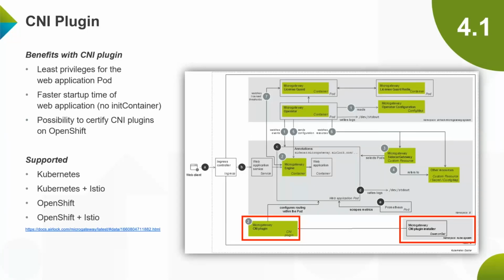So we introduced the CNI plugin. The CNI plugin runs outside the pod, so it allows you to run your web application with least privileges. Least privileges because we do not need an init container anymore, which requires further permissions. And such a CNI plugin is possible to certify with OpenShift. It's a standard. Istio also introduced this CNI plugin, and it is supported on Kubernetes either with or without Istio, or on OpenShift with or without Istio.